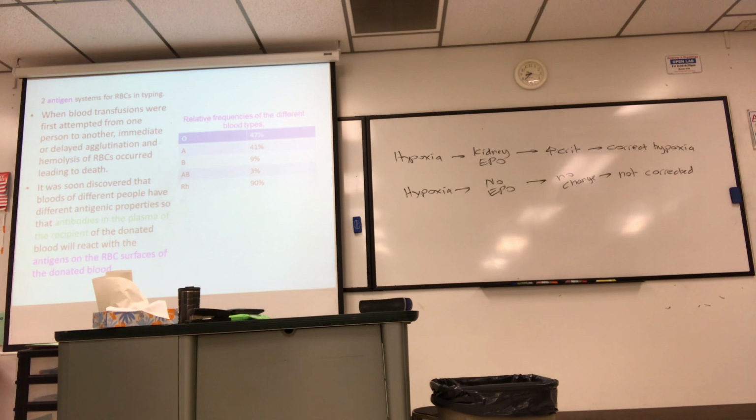Way back when blood transfusions were first attempted from one person to another, immediate or delayed agglutination, that's clumping of blood, and hemolysis of red blood cells occurred, leading to death. So it's a tough way to find out you can't do it. So we have to figure out how to do it safely. It was soon discovered that bloods of different people have different antigenic properties, so that antibodies in the plasma of the recipient of the donated blood will react with the antigens on the RBC surfaces of the donated blood.